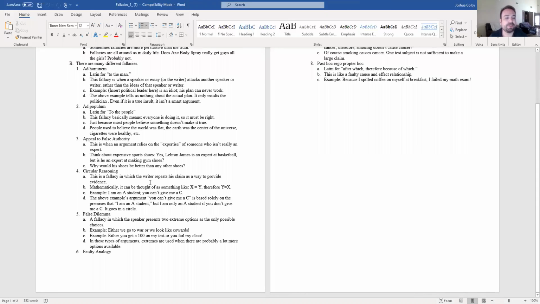Then we move on to circular reasoning. And this is where fallacies get interesting. Circular reasoning is this idea that the premise only works with the conclusion, but the conclusion only works with the premise, and it kind of goes in a circle. Mathematically, you can think of it as like x equals y, therefore y equals x, but they're dependent upon each other, right?